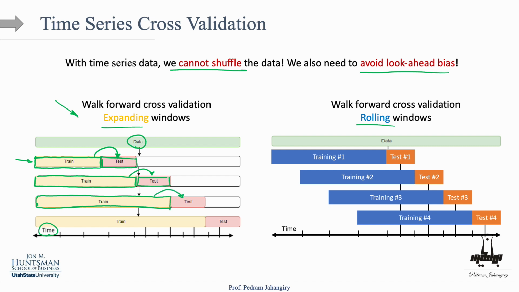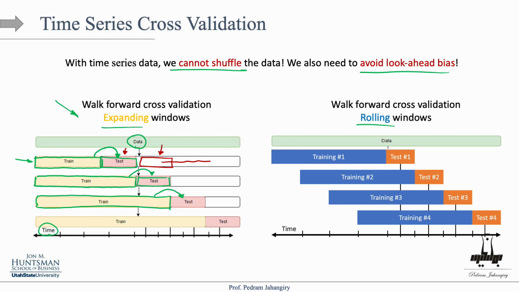By doing this, we just need to make sure that we're not using this part of the data as the train set, because this is what we call avoiding look-ahead bias. We need to make sure that by the time we are making predictions, we're not using information which is not available at that time, okay? So this was the idea of expanding windows, walk forward cross-validation using expanding windows.